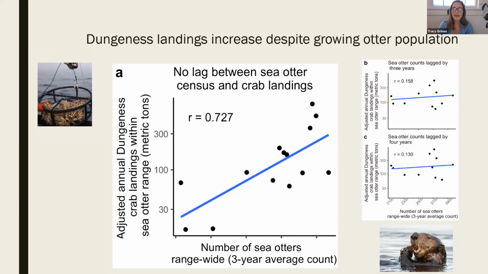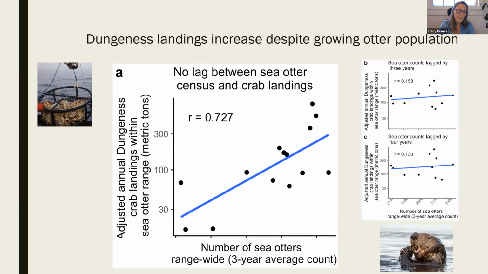And when we did that, both of those correlations, we didn't see any relationship really there, pretty much just a flat line. So, what this is saying is within Monterey and Morro Bay, at least, sea otters aren't negatively impacting the Dungeness crab fishery in those areas.